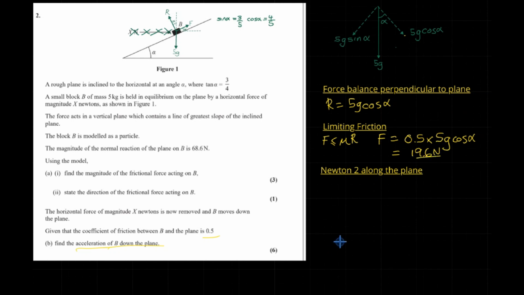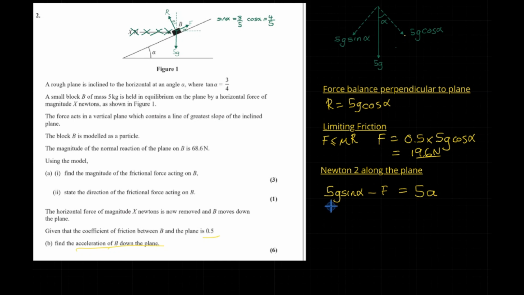We've now got all the forces, so we can apply Newton 2 working along the plane. Well, which forces are working along the plane? We've got 5g sine alpha, which is pulling the mass down the plane, and it's being opposed by this frictional force. So we need to take away that, and that resultant force causes a mass times an acceleration, which we know the mass is 5, and times the acceleration.